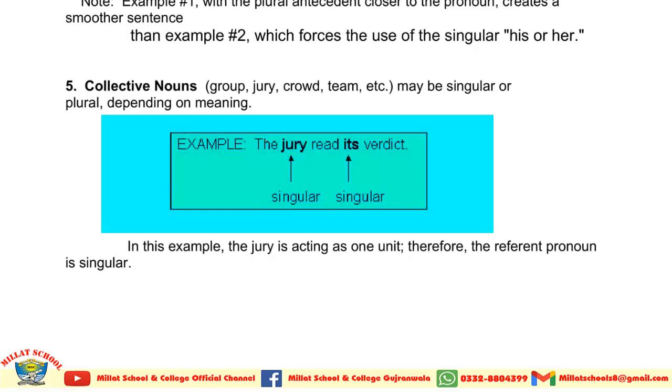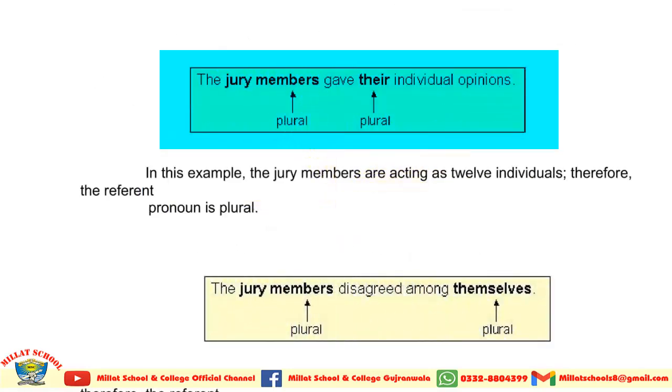Here the jury is a singular word, and so we have used the singular referent for it, for example, its. Now I am coming towards the next: the jury members gave their individual opinions. Here the word members shows that they are plural, so we have used their as a plural referent in the sentence.